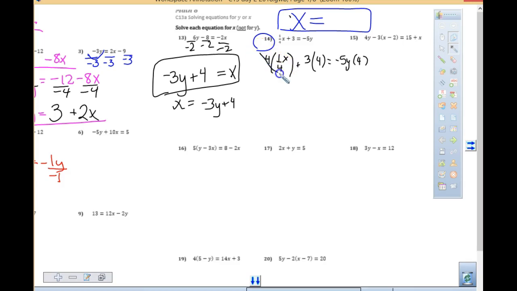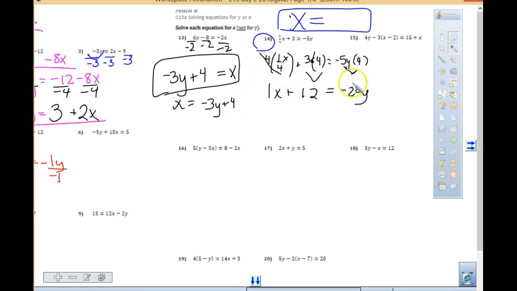Matt, when I do that, what happens here? The 4's cancel. Okay, and I'm left with 1x plus, keep going. 3. So I have 3 times 4, right? 3 times 4 gives me 12. And then that last one, Bashir, is going to give me what? Negative 20y.